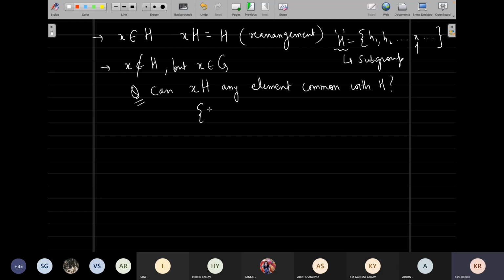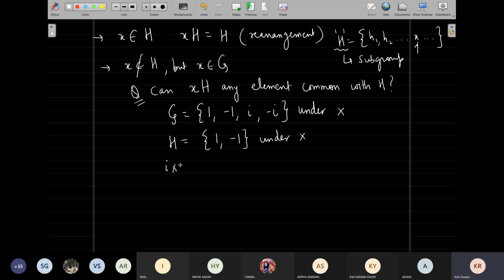So let me just take an example and try to do that. We have already done 1, minus 1, i, minus i as a group of 4 elements. Let's say this is my G, and let's say H under multiplication, complex multiplication, and you have already given me 1, minus 1 as a subgroup also under the same, of course. Can we build all possible cosets for this H? So let's just build the first one, i cross H. Can you build this coset for me?